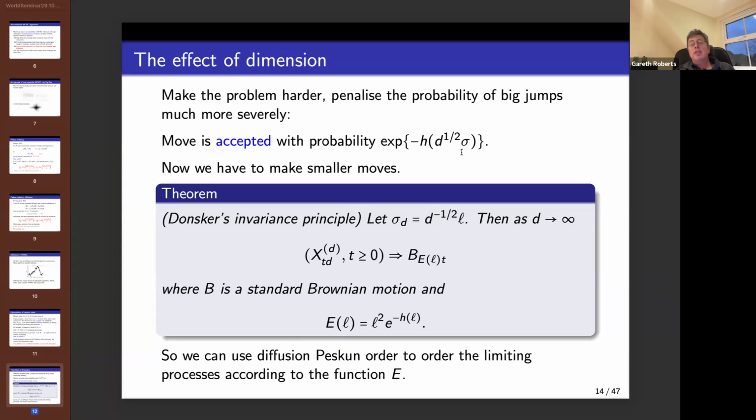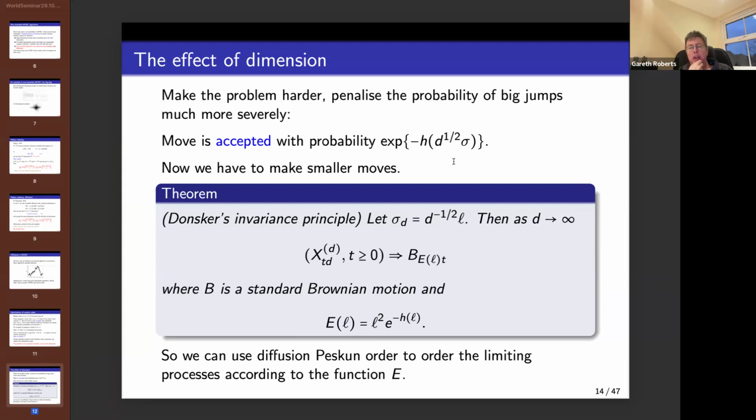It turns out you don't necessarily need d to the half. If you have something else, you get exactly the same kind of behavior. But d to the half just turns out to be natural in many cases at least. Okay, and now this is a very classic context here. We have to make small moves now, otherwise we're going to reject these moves very often.